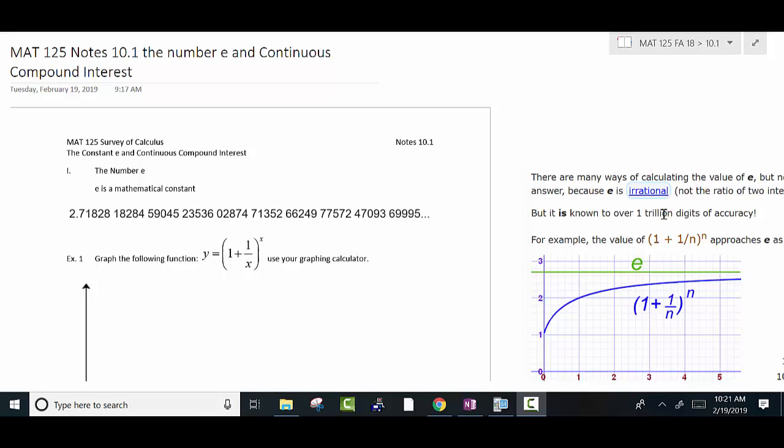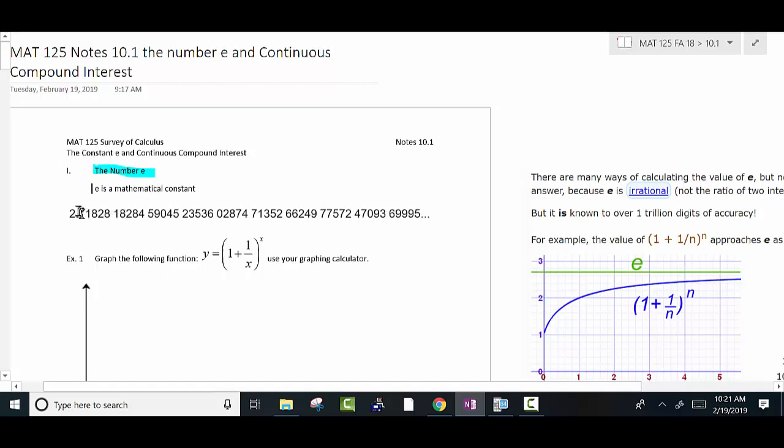Okay, so let's go ahead and start on 10.1. The first thing I'm going to talk about is the number E, and the number E is a big deal in economics. I mean, formulas that you use, like the loan formula and the annuity formula, they all have E in them. So anybody that's going to study business or economics needs to know what E is.